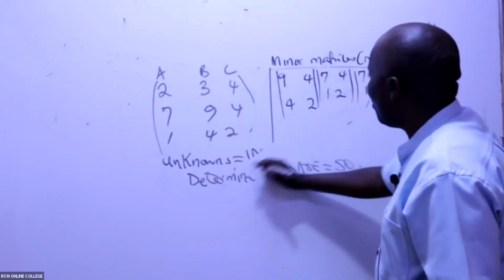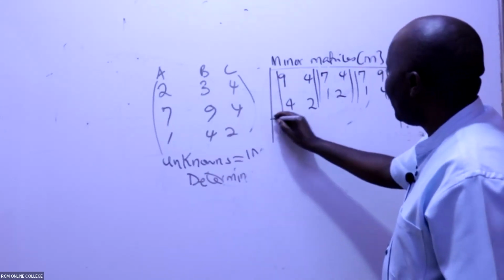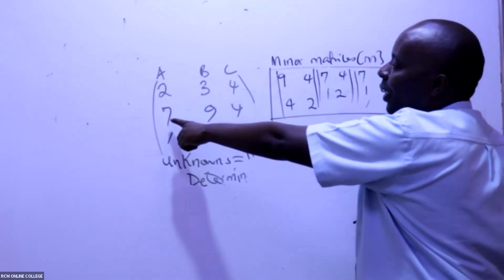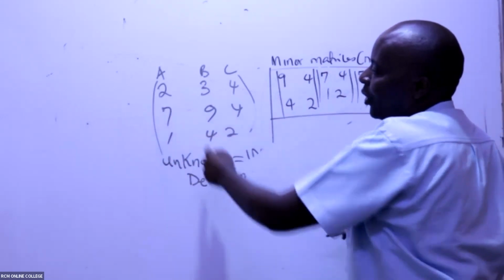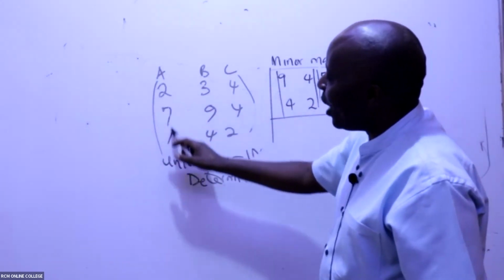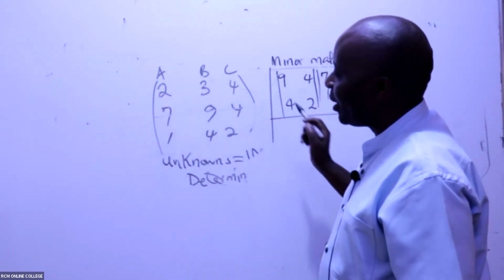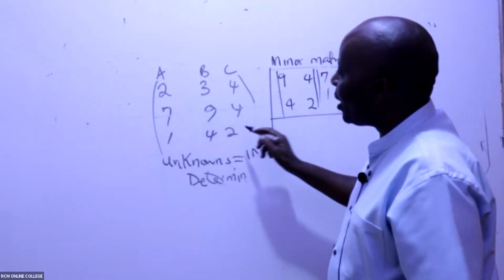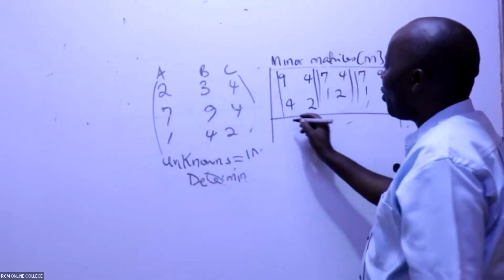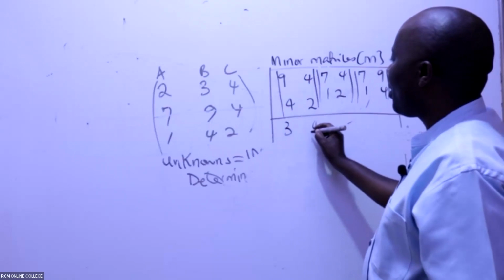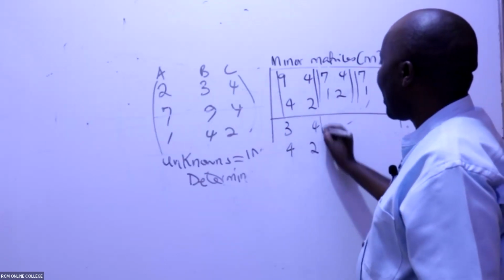So the second row, what do we have here, ladies and gentlemen? I can see these numbers here. So now I want the minor for this. To get the minor for this, it's very easy. You hide this and you hide this. So if you hide this and this, we are left with this 3, 4. So we are left with 3, 4, and then we have 4, 2, like that.